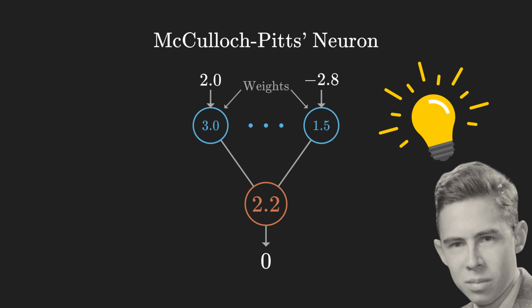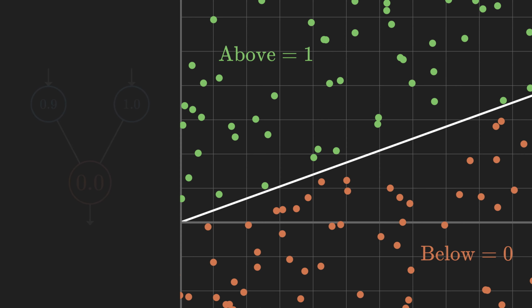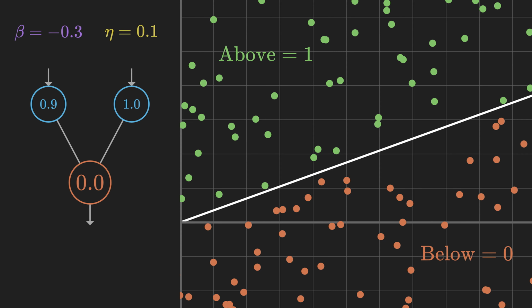Let's try a simple problem to illustrate how this works. We want to tell if a point lies above or below a certain line. If it's above the line, our neurons should output a 1, and a 0 otherwise. Starting from the basic McCulloch-Pitts neuron, Rosenblatt added two new parameters, a bias and a learning rate. You'll understand why in just a second.